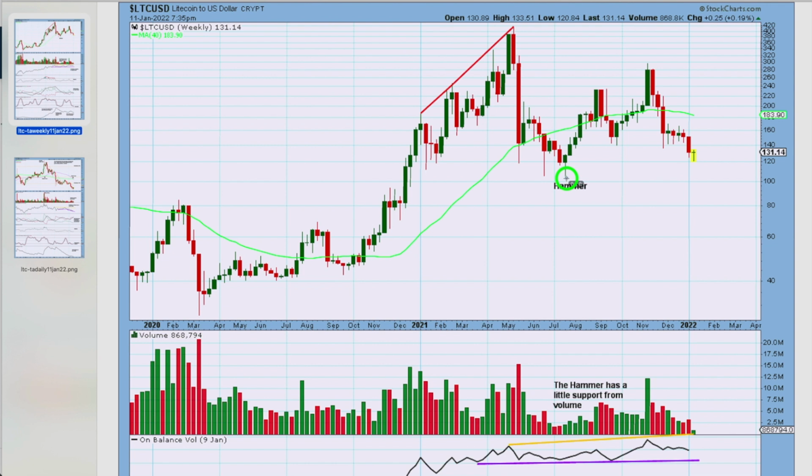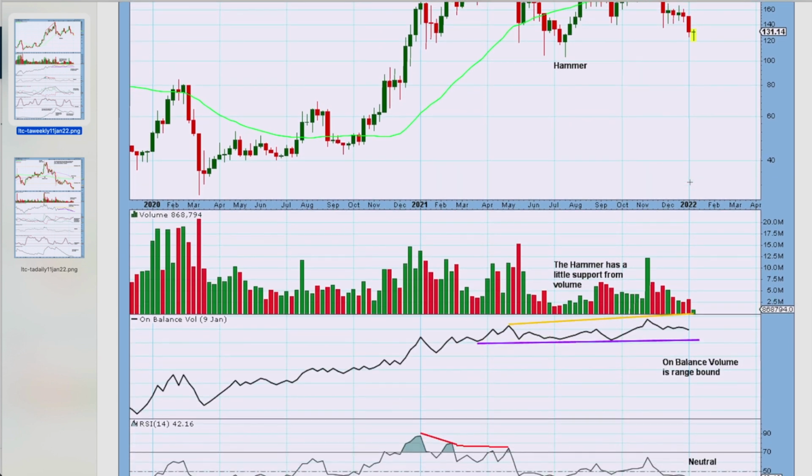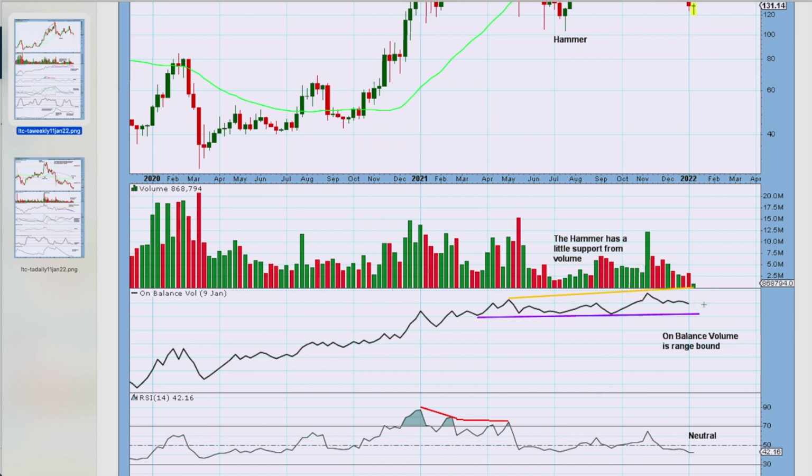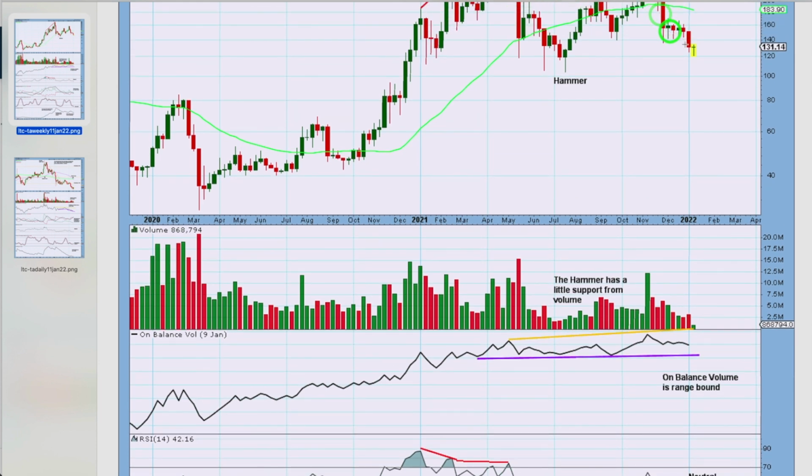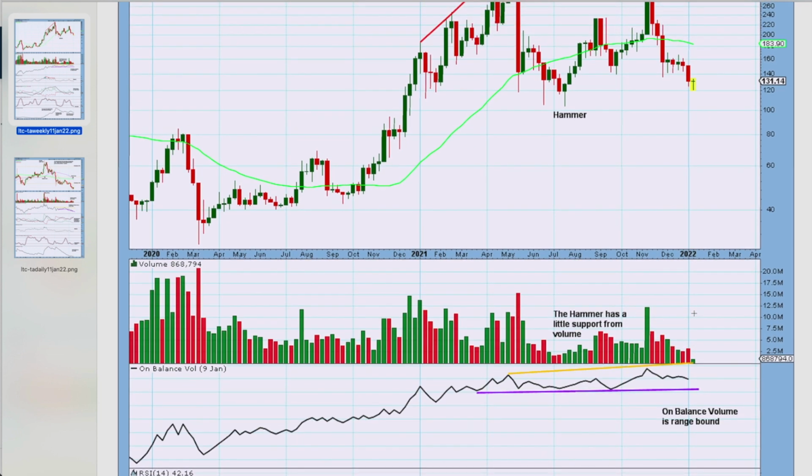The hammer hammering out a low has a little support from volume. There's no new bullish candlestick pattern down at a low. Looks like these lows might be tested. On balance volume, no signal, it's range bound. Price is falling here along with overall declining volume, so volume isn't actively pushing price lower.